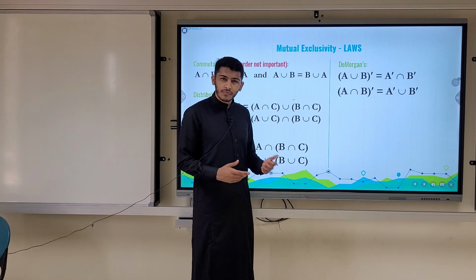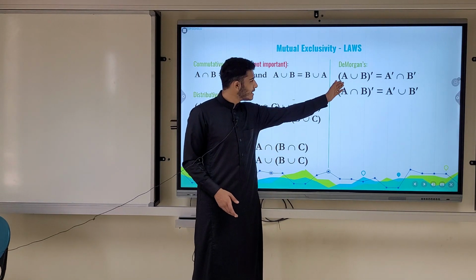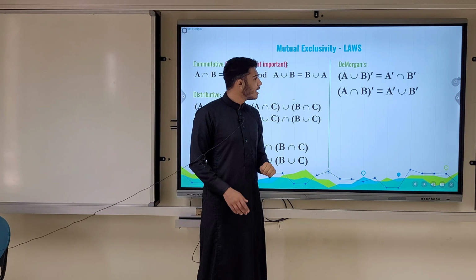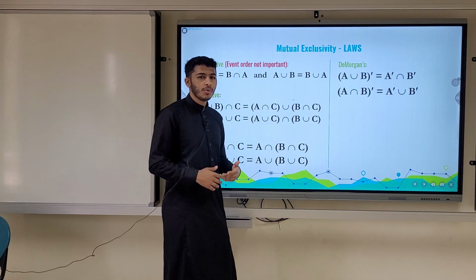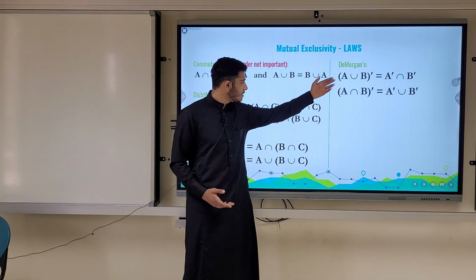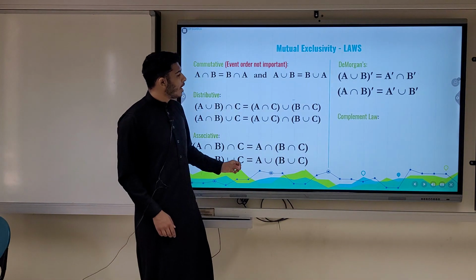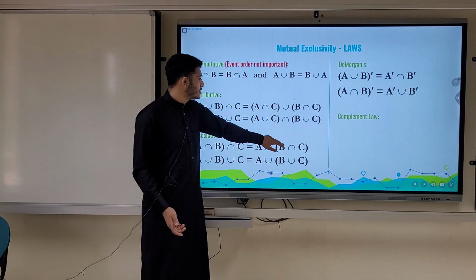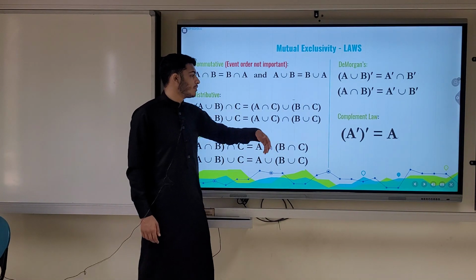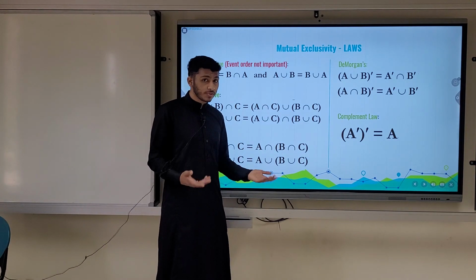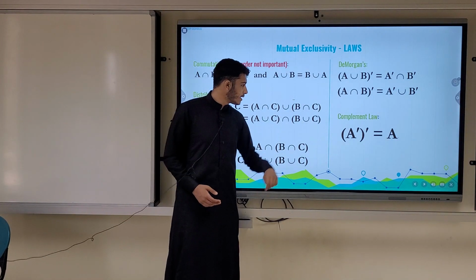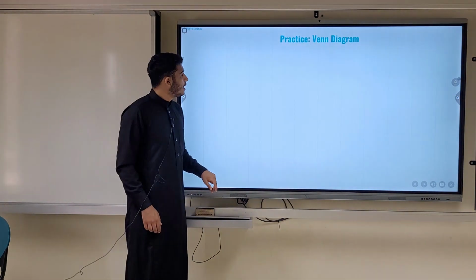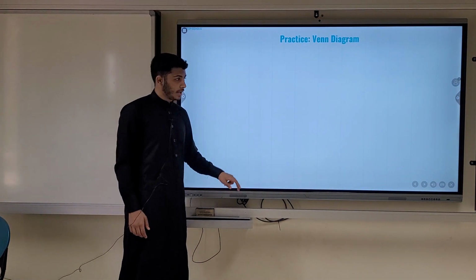And it is kind of confusing to explain, so just look at how it's represented here, and we're going to solve questions on it so we would know how to use it. So it's something like this. And we have the complement law, which is self-explanatory. The complement of a complement of an event is the event itself. It looks something like this. Now let's have a practice on the Venn diagram.